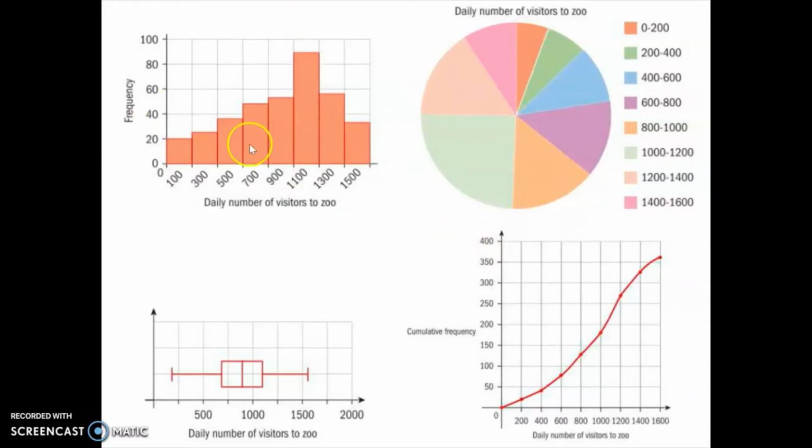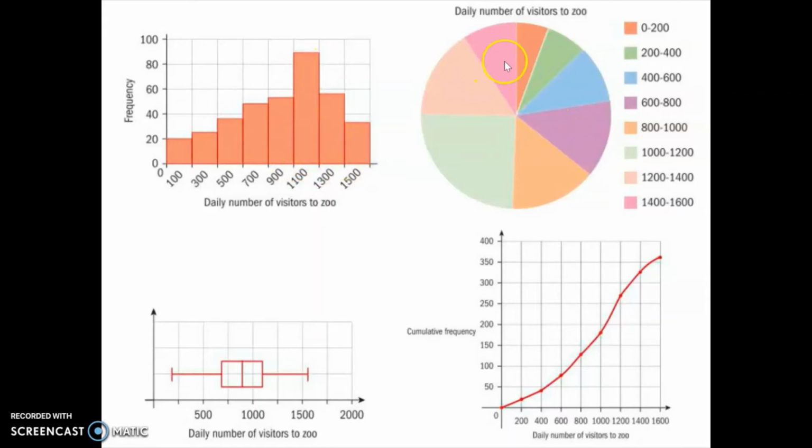Here's one way to present it. This is called a frequency histogram. We can see here 100 visitors, so that'll be in the middle here. So this is 0 to 200 visitors. So there are 0 to 200 visitors on 20 days of the year, or 200 to 400 visitors on some days of the year, and so on, and all those stacks. So this shows us that on about 90 days, there were between 1,000 and 1,200 visitors.